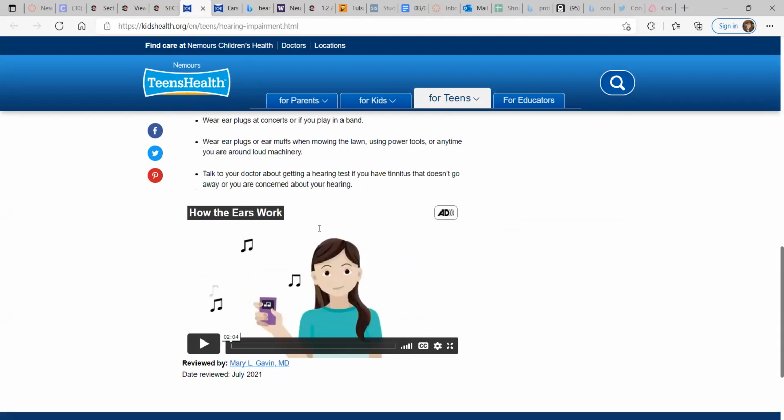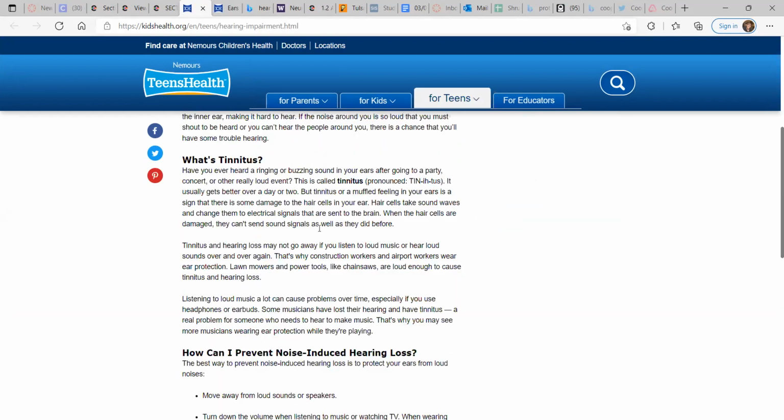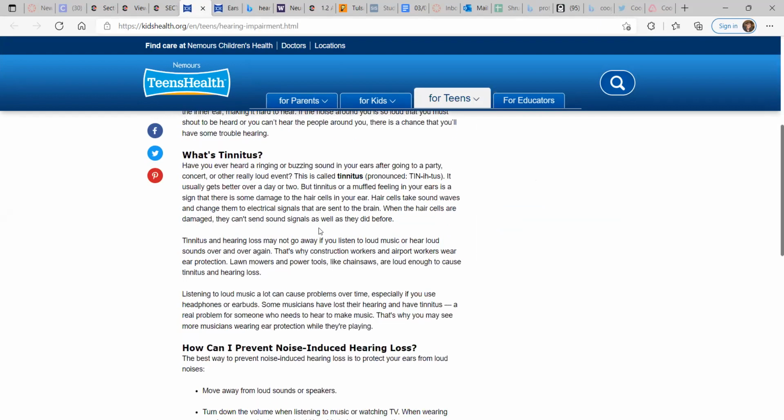So we talked a bit about this, and one of the words we didn't see in that other article is tinnitus. That is what that ringing or buzzing sound in your ears is called. It usually gets better over a day or two.